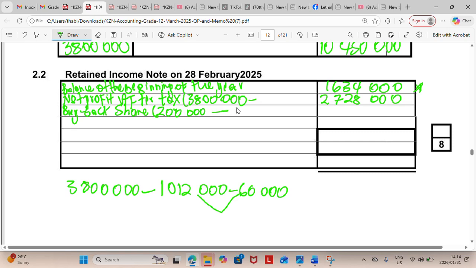We're going to minus here. So multiply, am I saying minus? Multiply by the difference between 3 rands 85 cents minus 2.75, the issue price, and then you multiply by 200,000. Okay, so on my side, I'm getting 220,000.